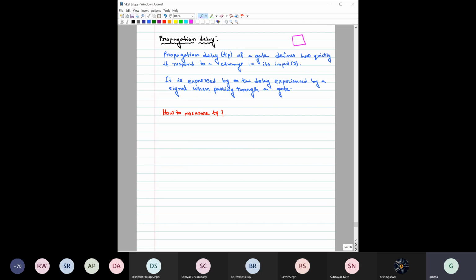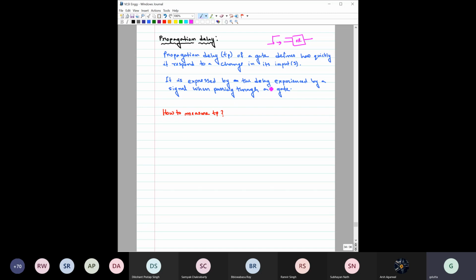So suppose this is a gate, say an OR gate, a digital gate. Suppose this is a 2-input OR gate. One of the inputs you have changed, the other one remains fixed. Then how quickly that change in input will be reflected in the output? That basically gives a sense of what the propagation delay is.